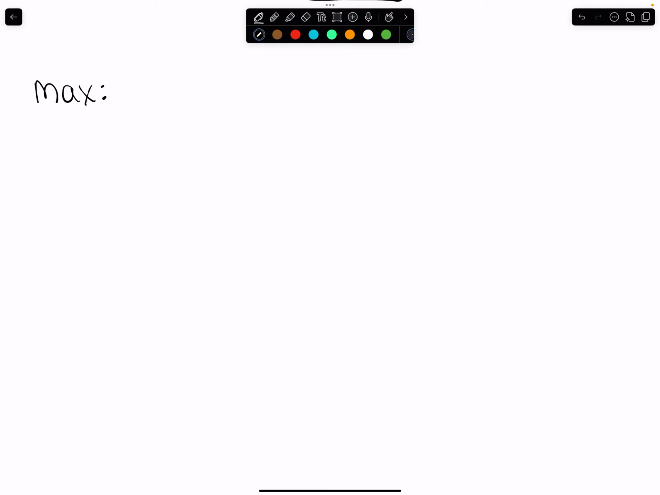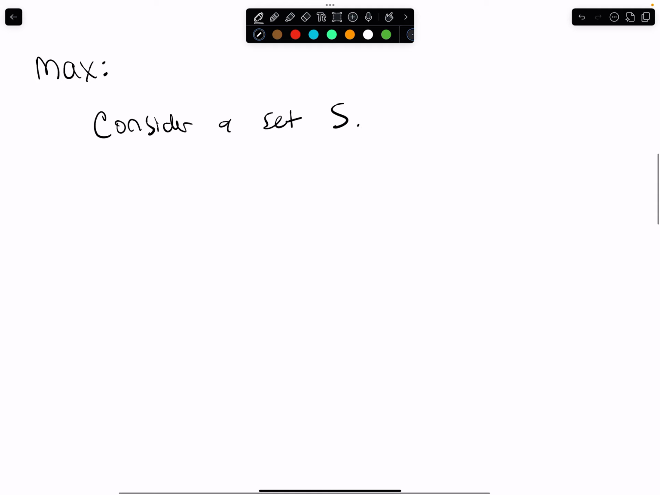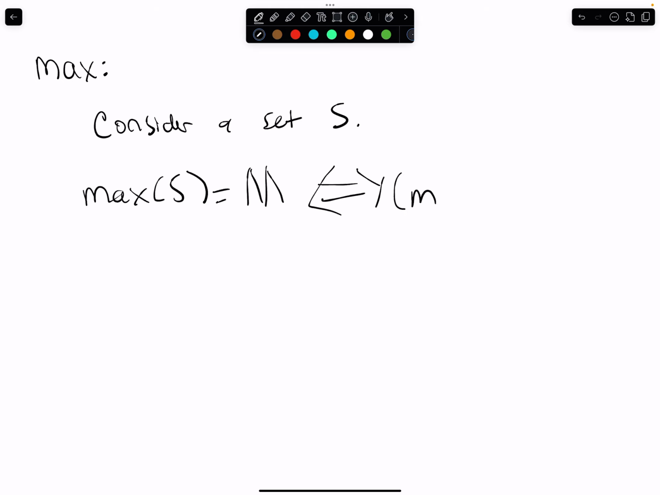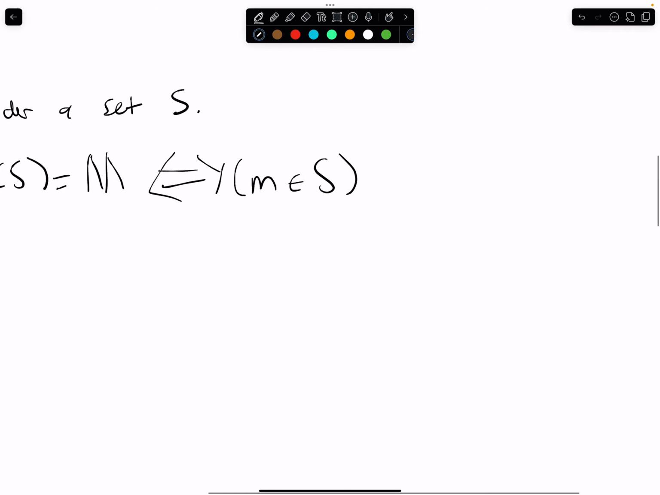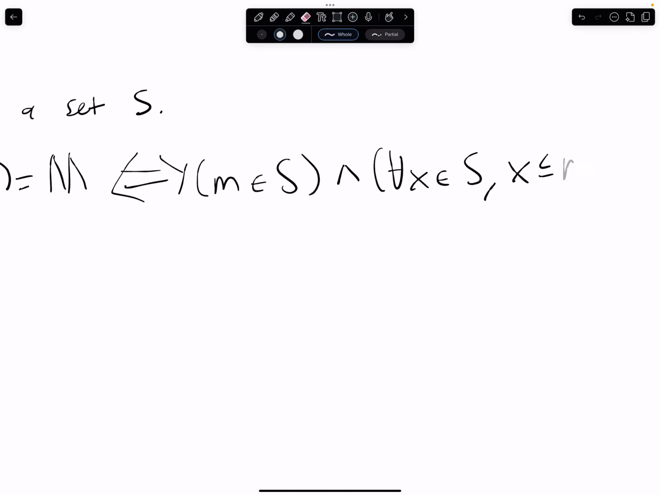So the max of, let's consider a set S first. Consider a set S. So the max of this set, let's just call it M. And this is the same as saying that M is in this set, and for all X in the set, X is less than or equal to M. In other words, M is the maximum of S, which means that M lies in S and no element of S is larger.